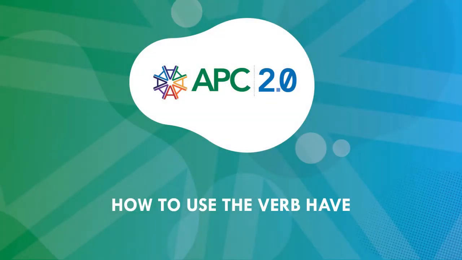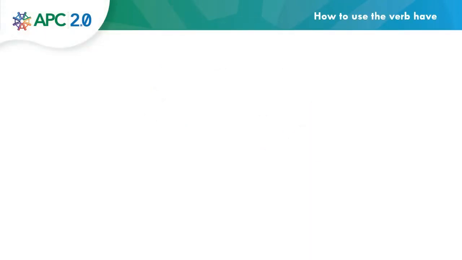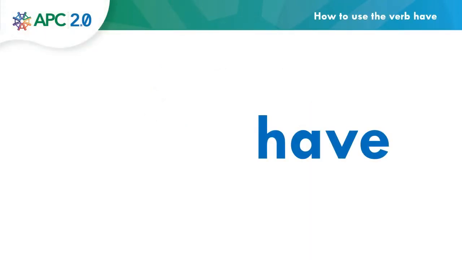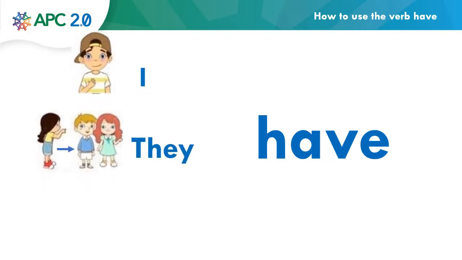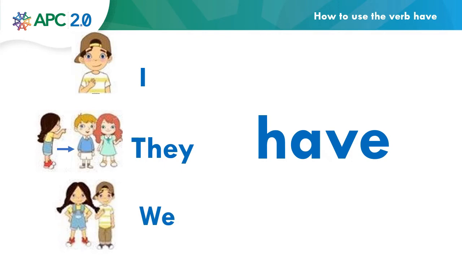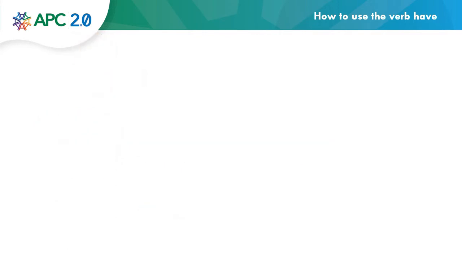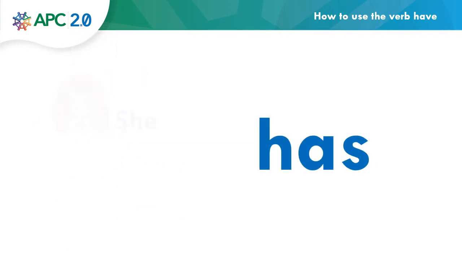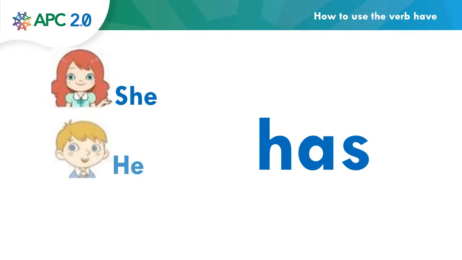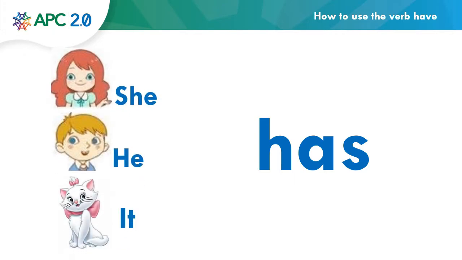Today, let's talk about how to use the verb have. We use have for I, they, and we. We use has for she, he, and it.